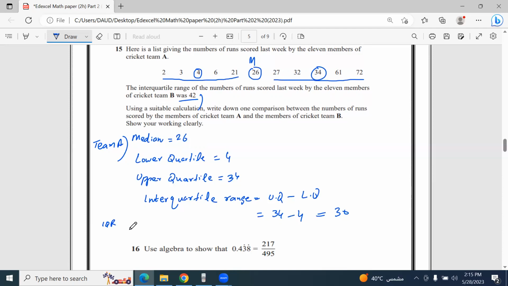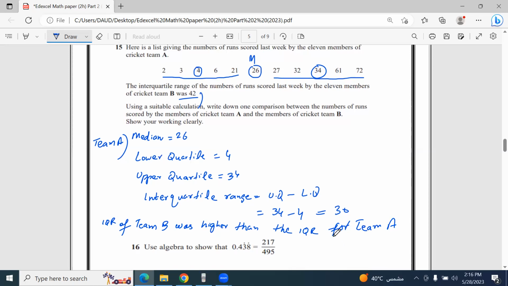You can write: the interquartile range of team B was higher than the interquartile range for team A. I hope you understand.